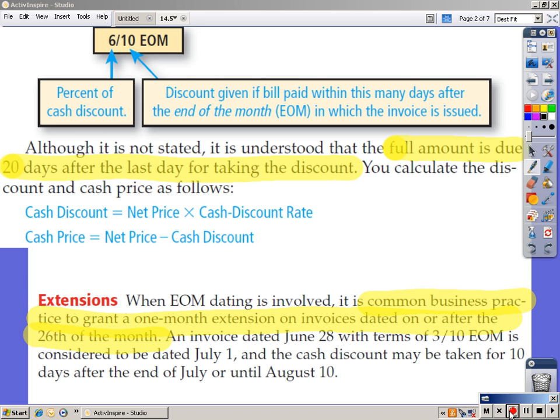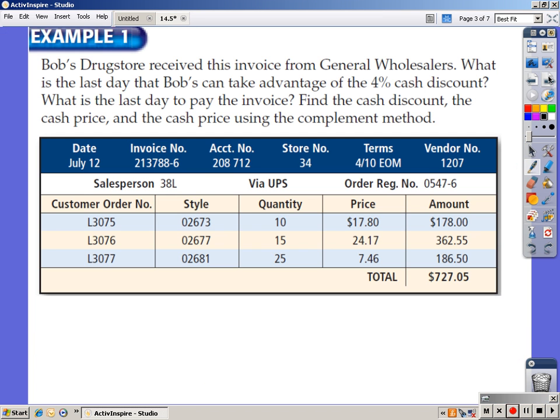Alrighty, here we go. Now, example 1. Bob's Drugstore received this invoice from General Wholesalers. What is the last day Bob's can take advantage of the 4% cash discount? What is the last day to pay the invoice? Find the cash discount, the cash price, and the cash price using the complement method. Okay, we've got quite a few different questions here, so let's just start with the first one.